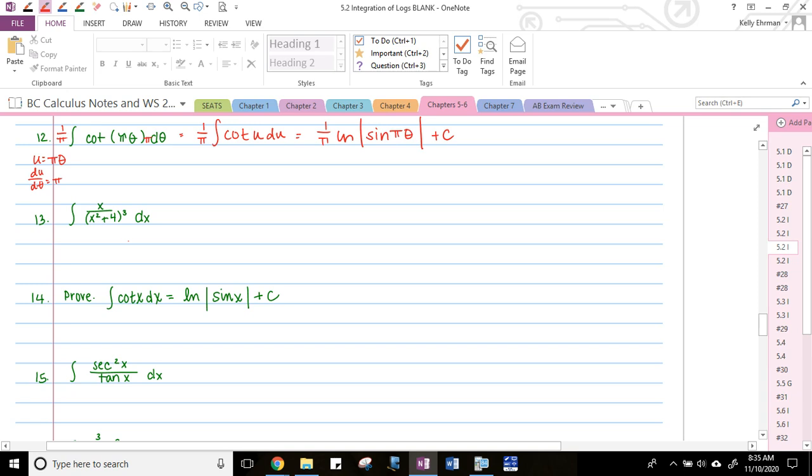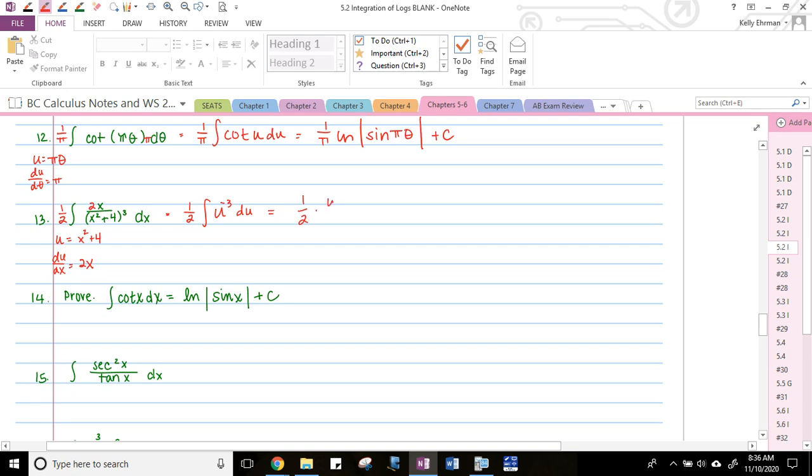All right, number 13. So let's let u equal x squared plus 4, because I certainly don't want to cube anything out. du dx is 2x. I have an x dx, I just don't have the 2. So if I want the 2, I put it there, and then I balance by putting a 1/2 out in front. So I have 1/2 the integral of 1 over u to the third, or u to the negative third du. So no natural logs needed here.